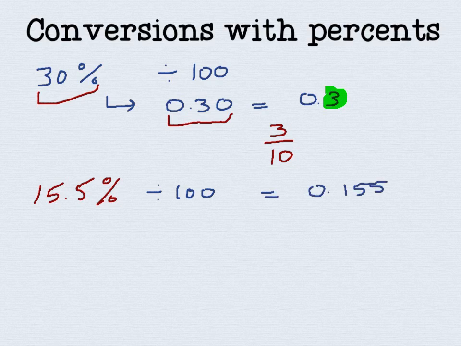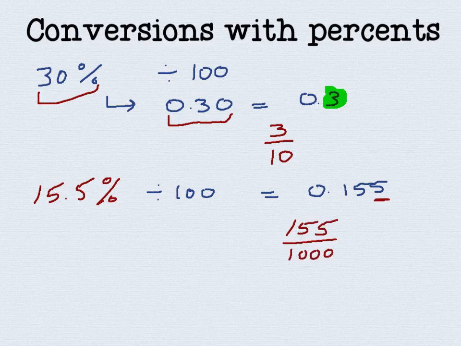Then you're going to change the 0.155 into a fraction by examining what digit is in the last position. What's the last position called? It's called the tenths, hundredths, thousandths. So to change it into a fraction, it becomes 155 over 1,000.